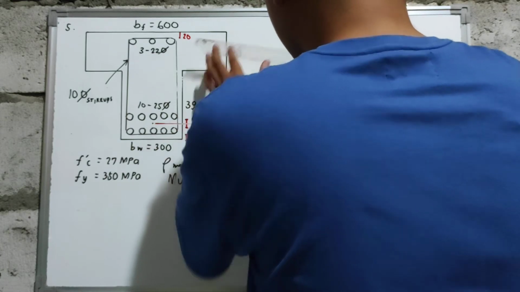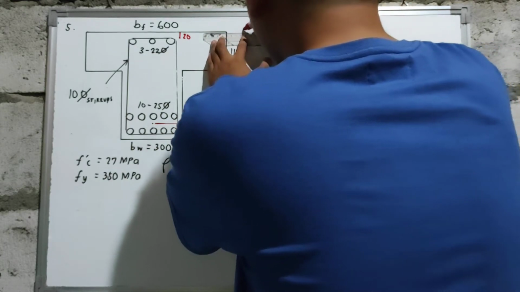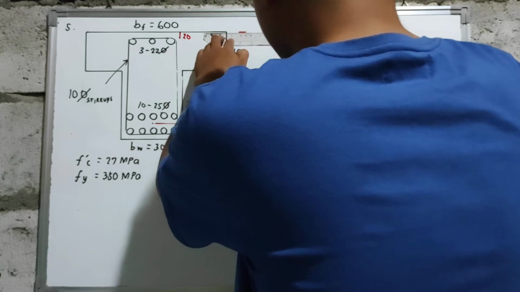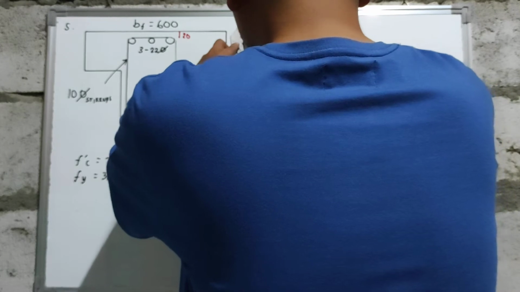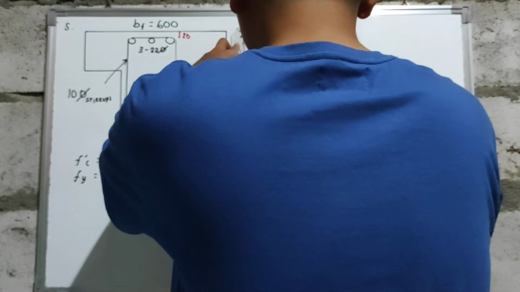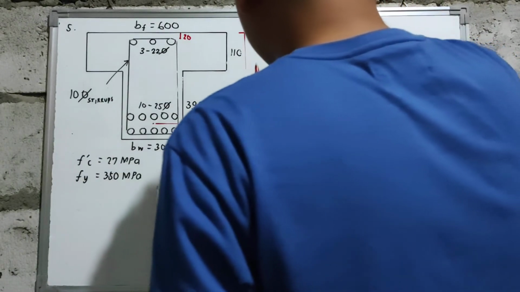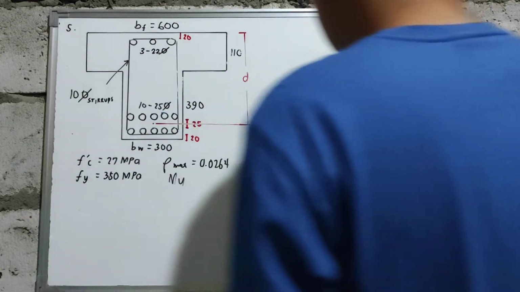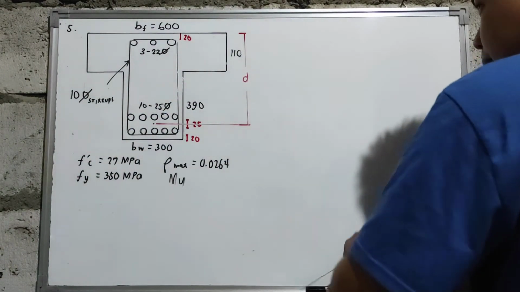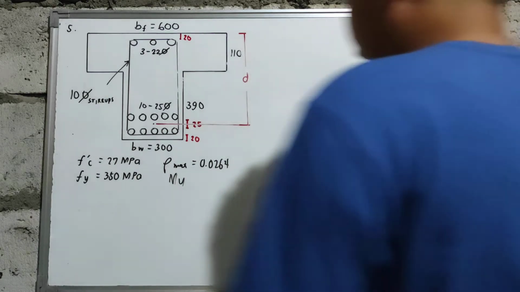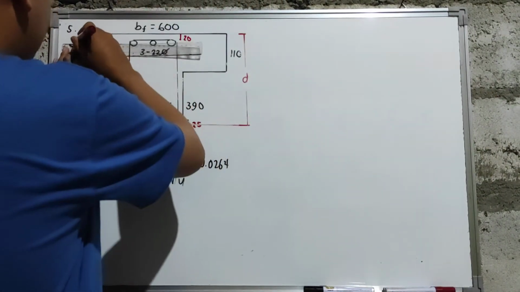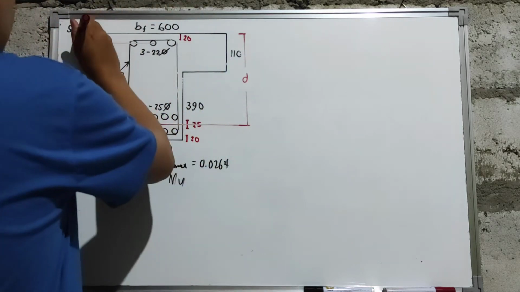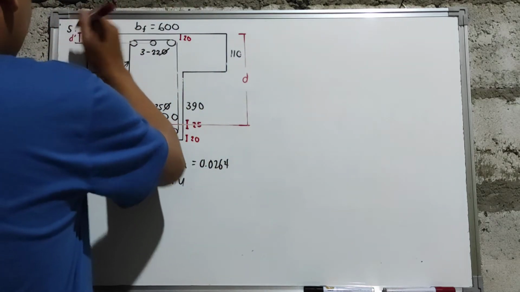And how about our d'? That is the distance from the center of your compression steel reinforcement to the outermost fiber in compression. So for the value of your d', it is just the center of our bar. Same principle as d. From the center of our bar to the outermost fiber of our beam.